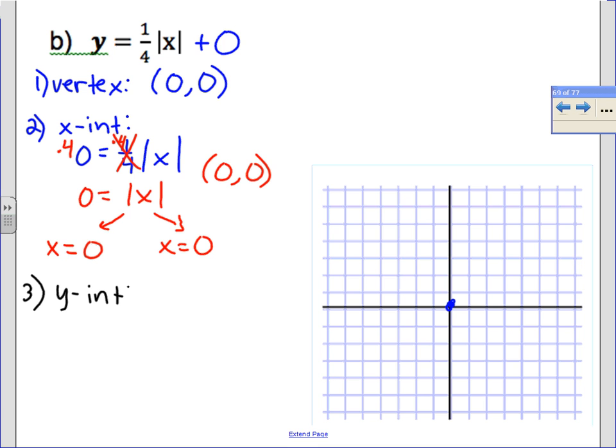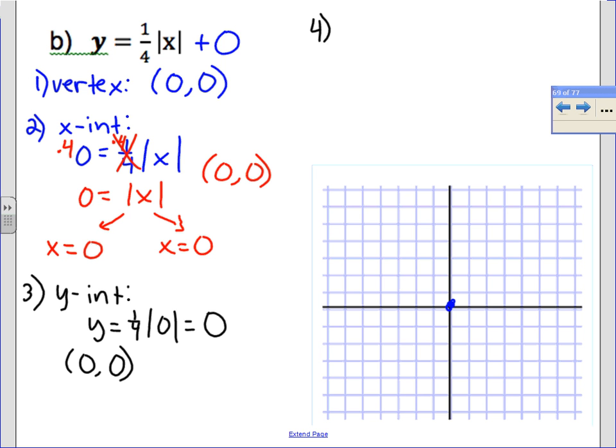Okay, let's go to the y-intercept. To find the y-intercept, we put a 0 in for x. So we have y equals 1/4 times the absolute value of 0. The absolute value of 0 is 0. 0 times 1/4 is 0. So we know our y-intercept is 0, 0. We have another origin here. That's our answer for the ordered pair. And again, that's okay.